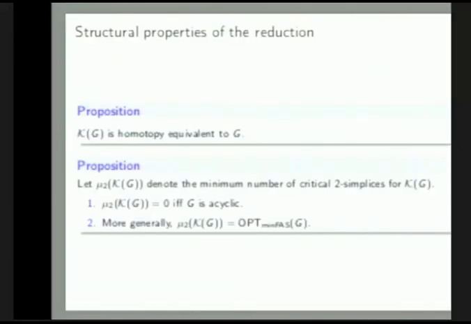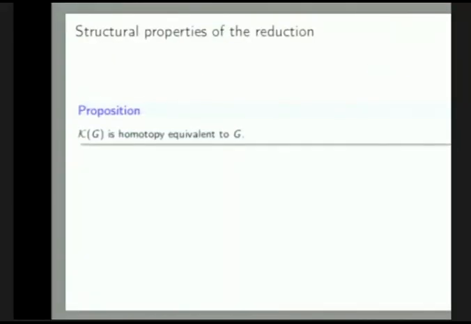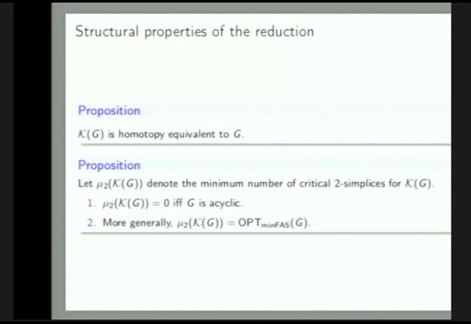Now, there are some properties of this reduction which help you prove the hardness result, and I'm listing only the most interesting or elegant ones. One is that this complex Kg is homotopy equivalent to graph G, in the sense that you can shrink this complex to the graph G. It has the same homotopy type. The other one is that if mu2 Kg denotes the minimum number of critical 2 simplices for complex Kg, like you saw in the previous slide, the critical 2 simplices are what are relevant, not the critical 1 simplices and 0 simplices.